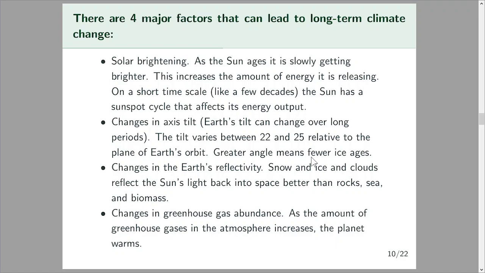There can also be changes in the Earth's reflectivity. If there are more clouds or there's more snow on the ground, the Earth isn't absorbing as much sunlight. That light is going right back into space. And so these are things that affect the Earth's long-term climate.